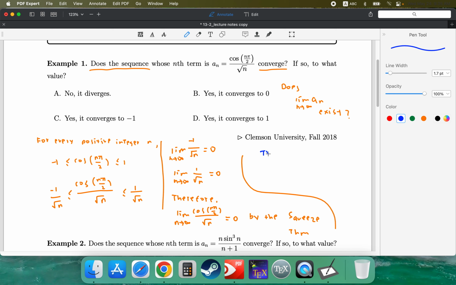Therefore, since the limit equals 0, that means the limit exists. Therefore, this sequence converges to 0. So we will choose B.